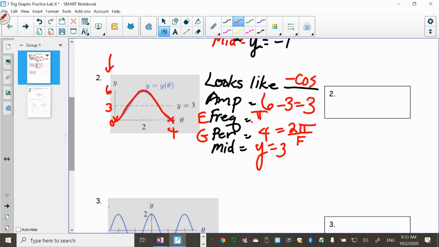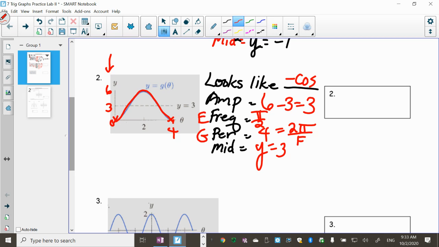And the other thing I want to let you know, they're inverses of each other, period and frequency. So if your period has pi in it, your frequency won't, and vice versa. My period doesn't have pi in it, so my frequency will. Okay? So that's a cool thing.